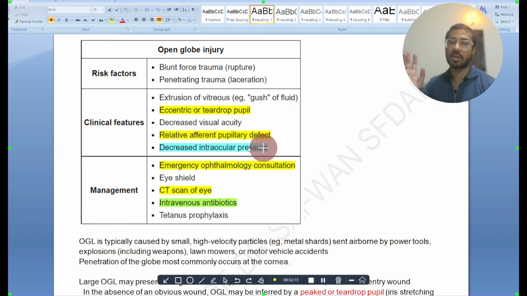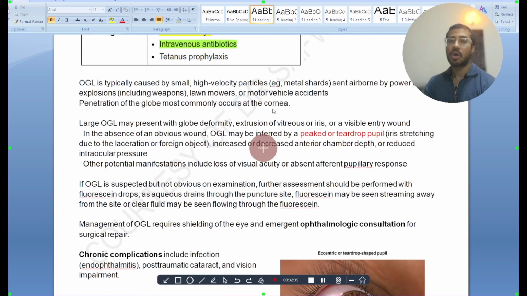Everything else it can cover. The CT scan of the eye, you can do it afterwards. The eye department is going to handle anything that you need to do afterwards. Intravenous antibiotics, they're going to take care of everything. So the answer that you pick once you detect an open globe injury is call the eye specialists. That's it. So I've explained all the clinical features with demonstration as well. It will be really easy for you to pick open globe injury.